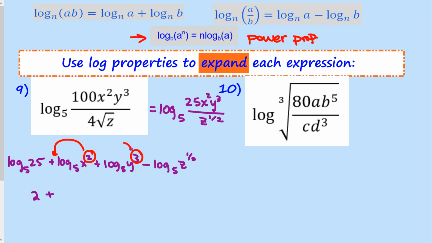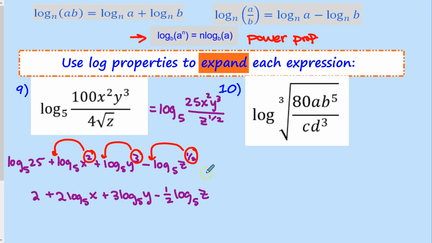We can take this 3 and bring it out to the front of its log as a multiplier, and the 1/2 bring it out to the front of its log as a multiplier. So we have 2 plus 2 log base 5 of x plus 3 log base 5 of y minus 1/2 log base 5 of z. Okay, so there's our expanded expression. So we're going to see when we get to equation solving that there are times when an expanded expression is good and there are times when a condensed expression is good. So it's good to be able to go back and forth either way.